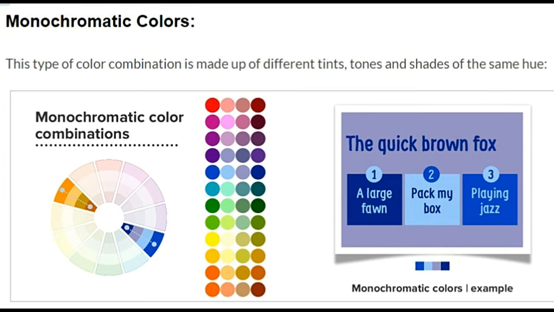What are monochromatic colors? This type of color combination is made up of different tints, tones, and shades, but of the same hue or colors. Here are some monochromatic color combinations in this chart.